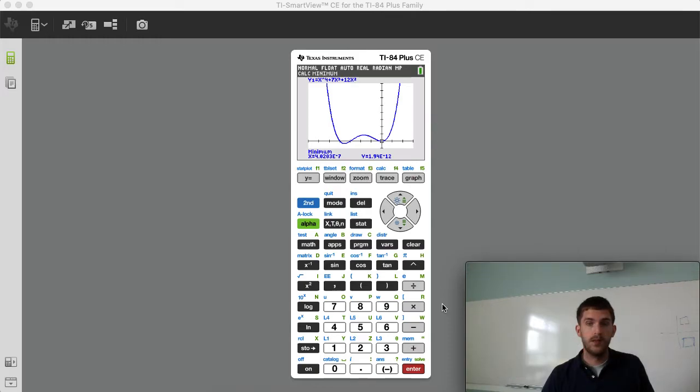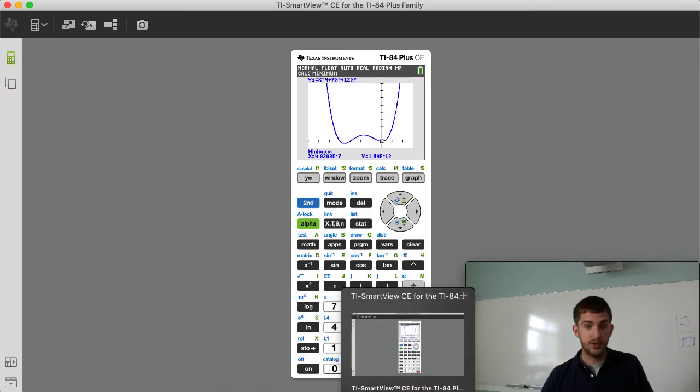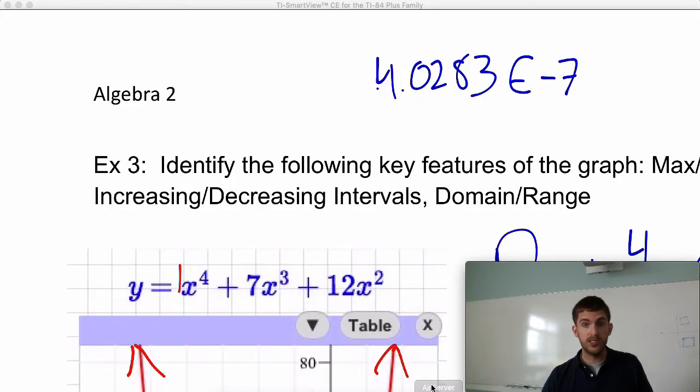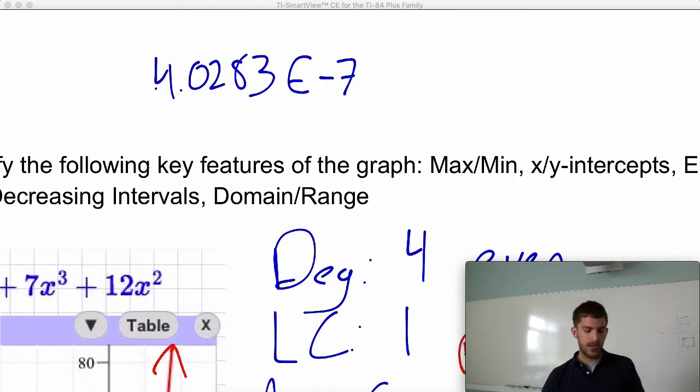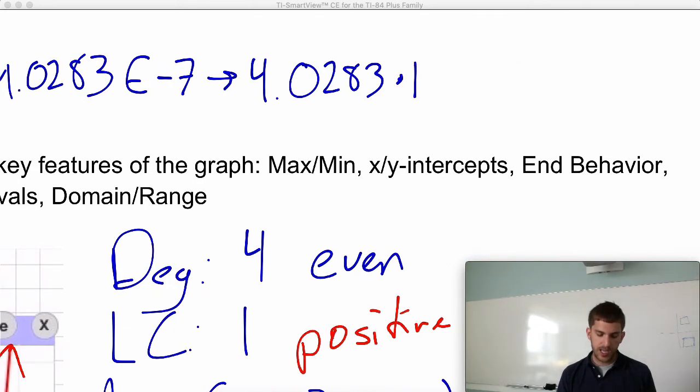So there we go. In our notes, I just wrote down one of those numbers, and you might encounter a similar number. If you don't, and you end up getting really nice numbers, good for you. I didn't. So 4.0283 e negative 7. That is the calculator's way of expressing something that looks like this: 4.0283 times 10 to the negative 7th. You might recognize that as scientific notation.